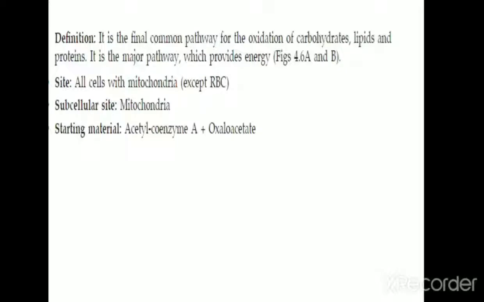cycle. So TCA cycle is the final common pathway for the oxidation of carbohydrate, lipid and protein. All these metabolic compounds produce acetyl-CoA as the end product, and this acetyl-CoA undergoes complete oxidation in TCA cycle. That is the significance of TCA cycle. Then write about where it takes place. This reaction takes place within the mitochondria of the cell.